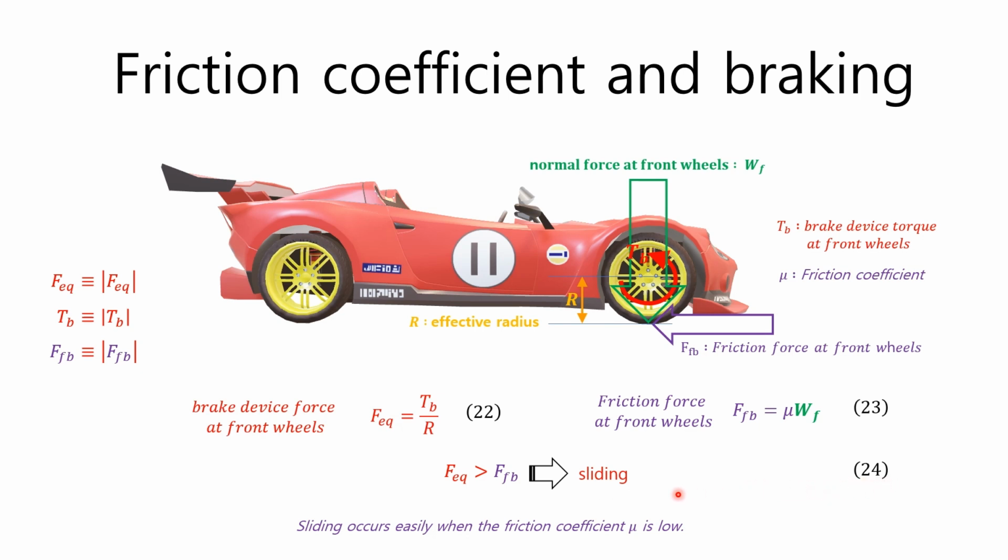So, as we guessed, sliding occurs easily when the coefficient of friction is low. When you first start high-performance driving, it is recommended to start on low-friction surfaces that slide and spin easily.